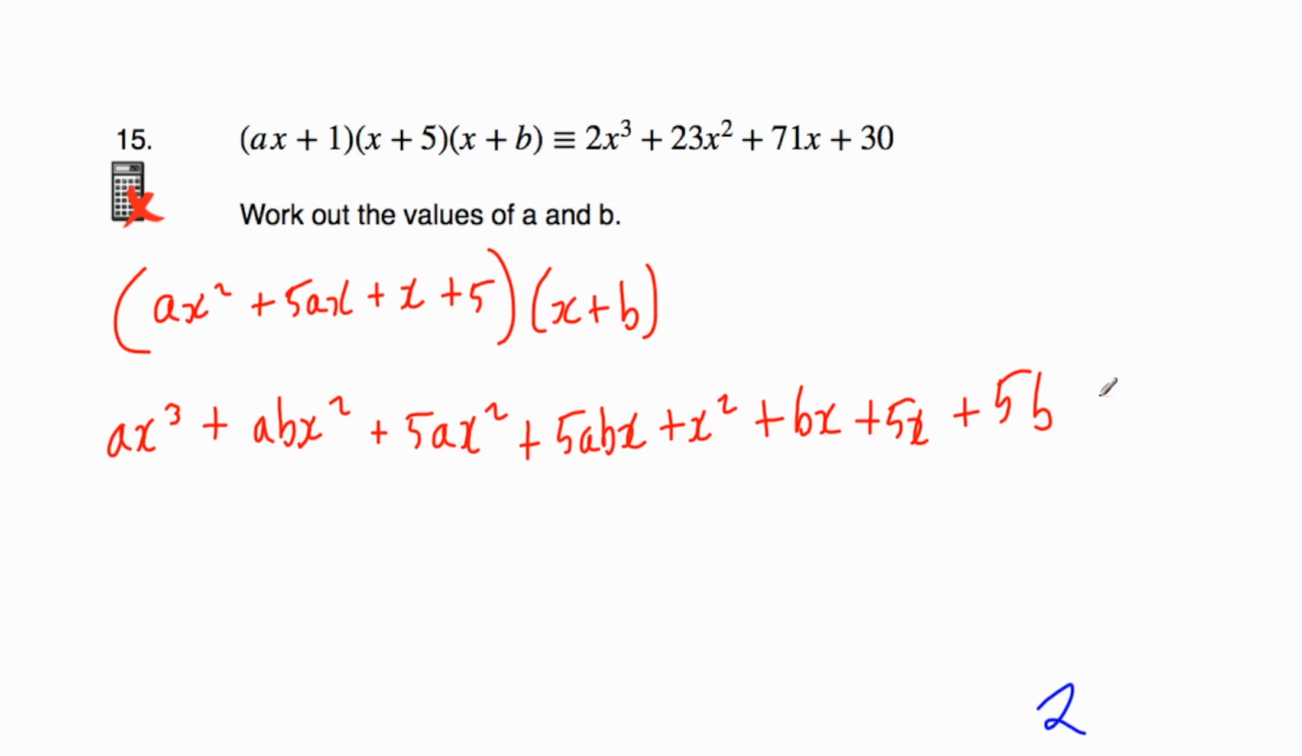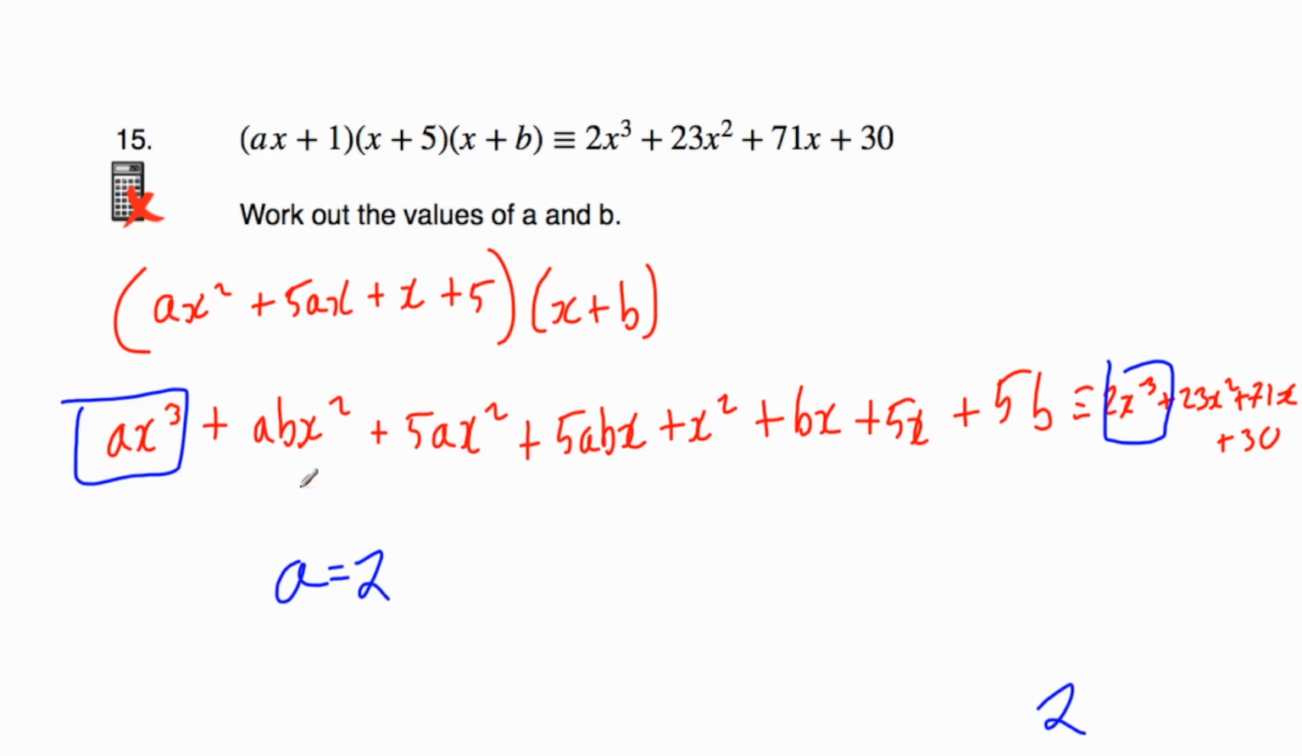And it looks quite complicated. And that's equivalent to, and I'm going to try and squeeze this in, 2x cubed plus 23x squared plus 71x plus 30. Now in terms of finding out our values of a and b, a is in front of the x cubed term, so the only term involving x cubed on the left hand side is ax cubed, and the only term involving x cubed on the right hand side is 2x cubed. So if we equate the coefficients, we get a is equal to 2.